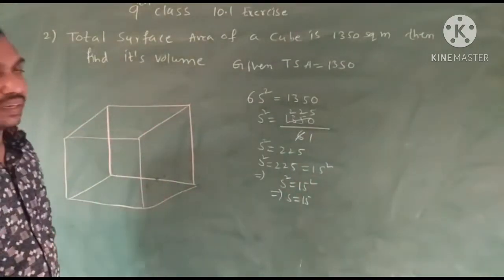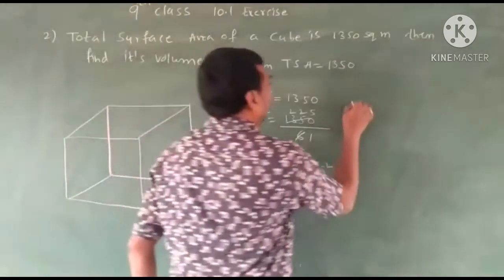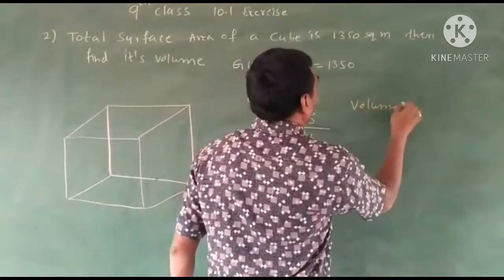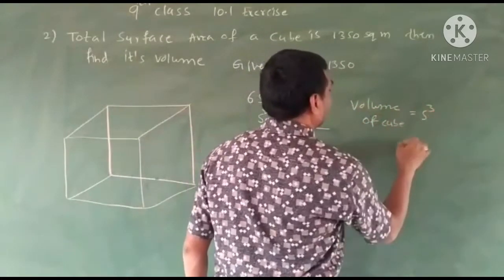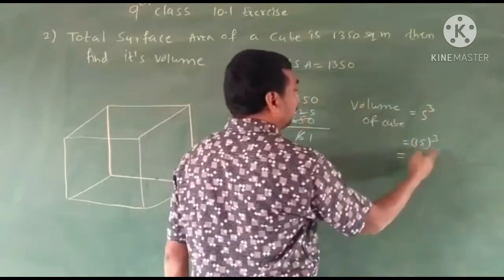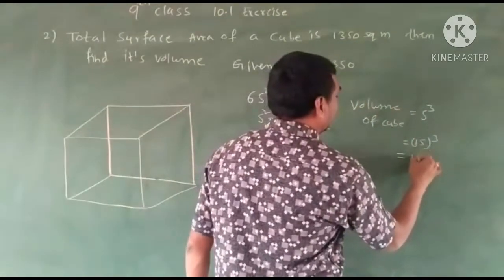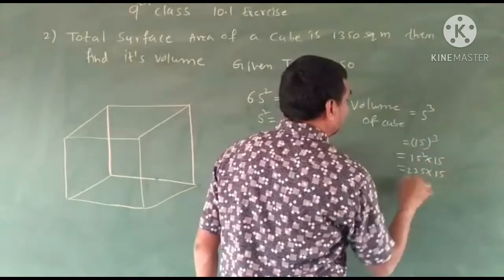Okay, now we need to find out the volume of this cube. What is the volume formula? Volume of cube is S cube, that is 15 cube. So that is 15 square into 15, 225 into 15.